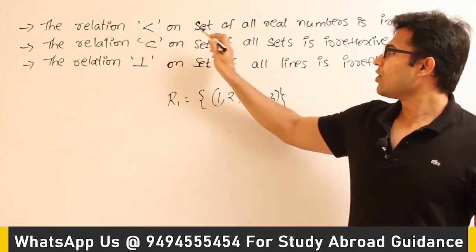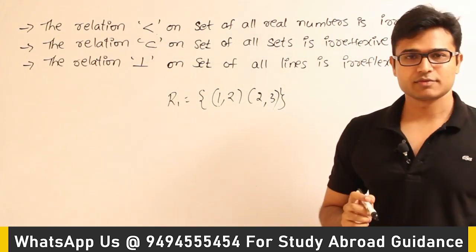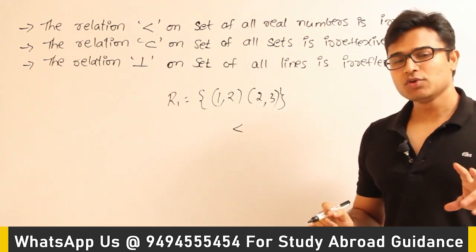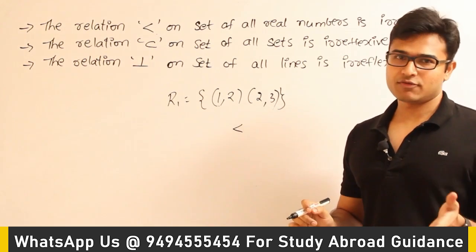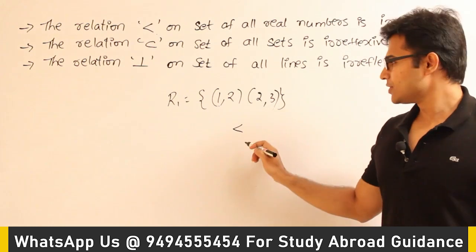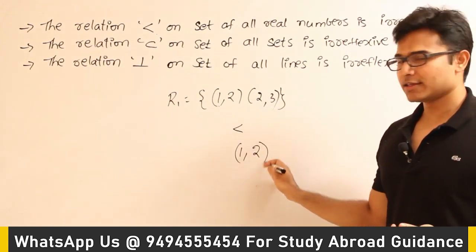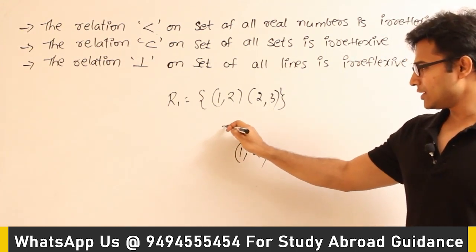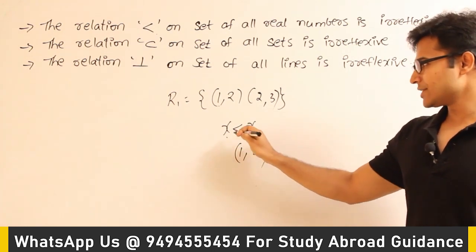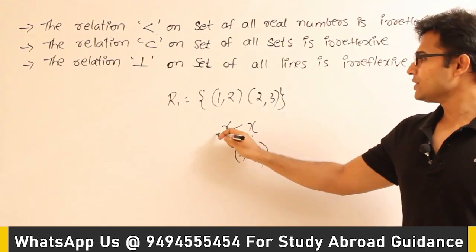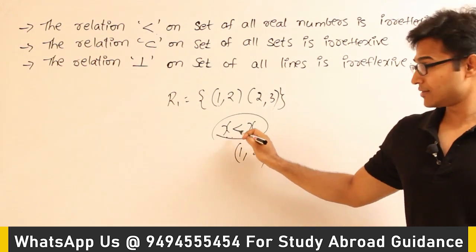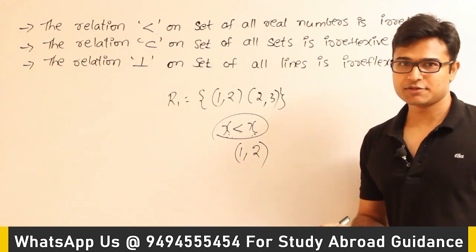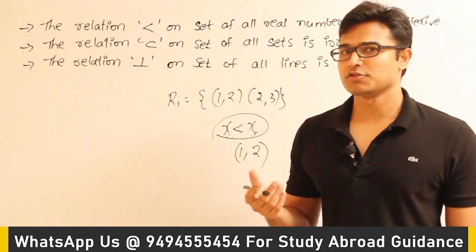The relation less than on the set of all real numbers is irreflexive. So what does that mean? If two elements belong to this relation, the first element is less than the second element, right? Which means (1, 2) belongs to the relation less than. But you cannot have any elements of the type (x, x). Why? Because x can never be less than x. So since x can never be less than x, (x, x) will not belong to the relation. Therefore the relation less than is definitely irreflexive. There will be no diagonal elements at all. That is how you should analyze it.